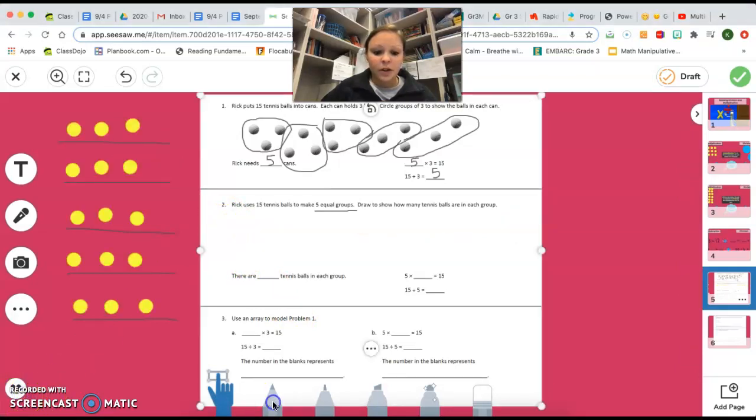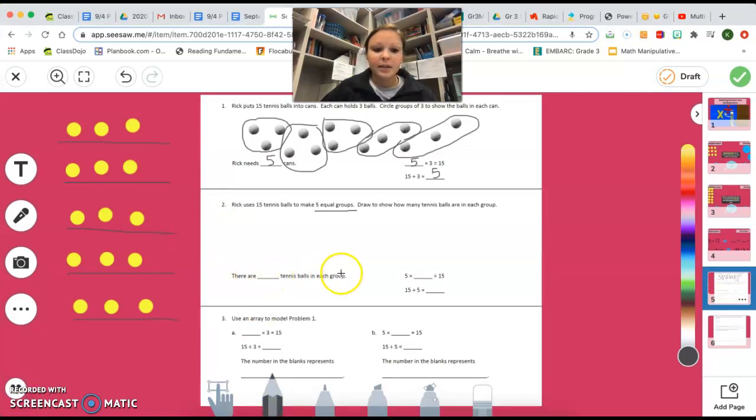Alright, so the first question says there are blank tennis balls in each group. We can see that there's 3 tennis balls in each group. So the 5 groups times 3 in each group equals 15. And the 15 divided into 5 groups equals 3 in each group. I'm noticing something here. We use the same number of tennis balls and the same number in each group, and we had the same number of groups.